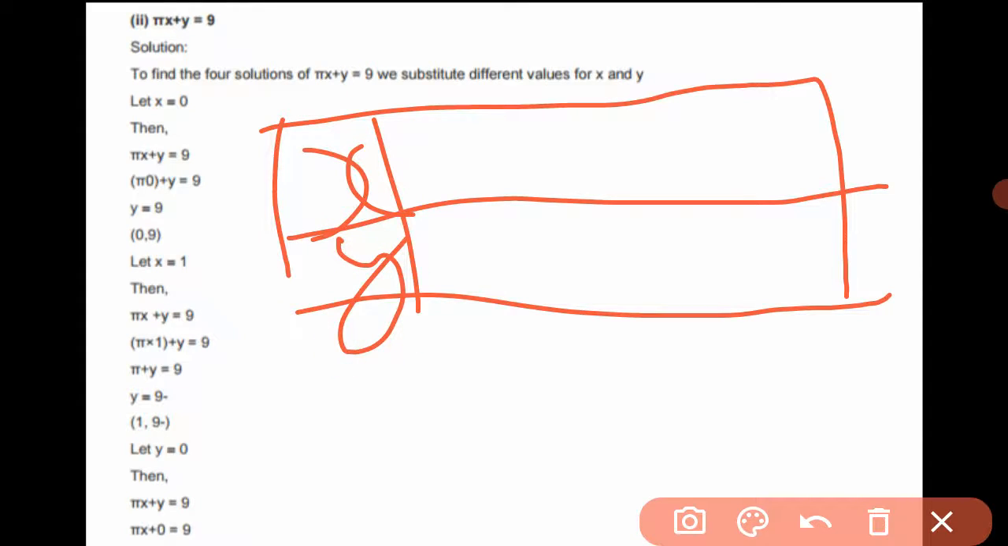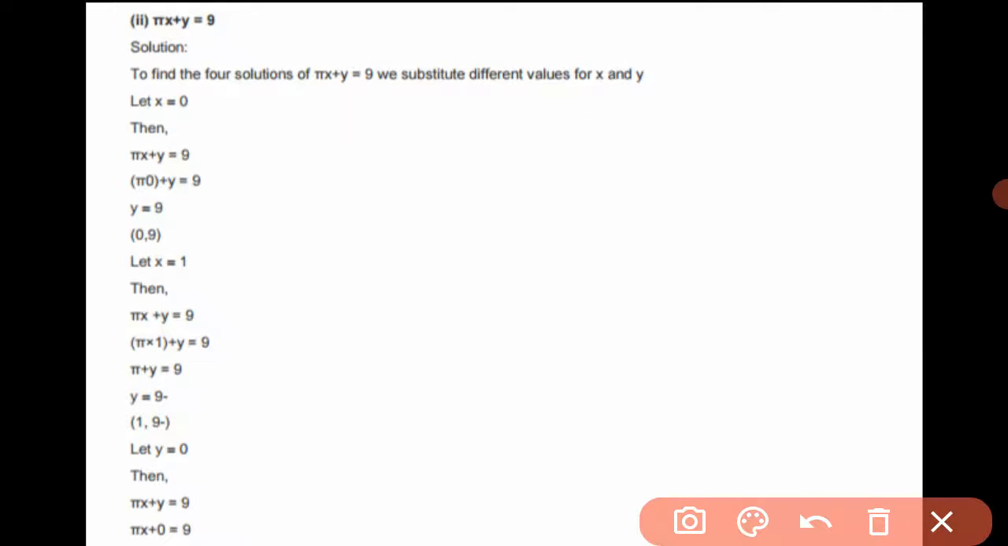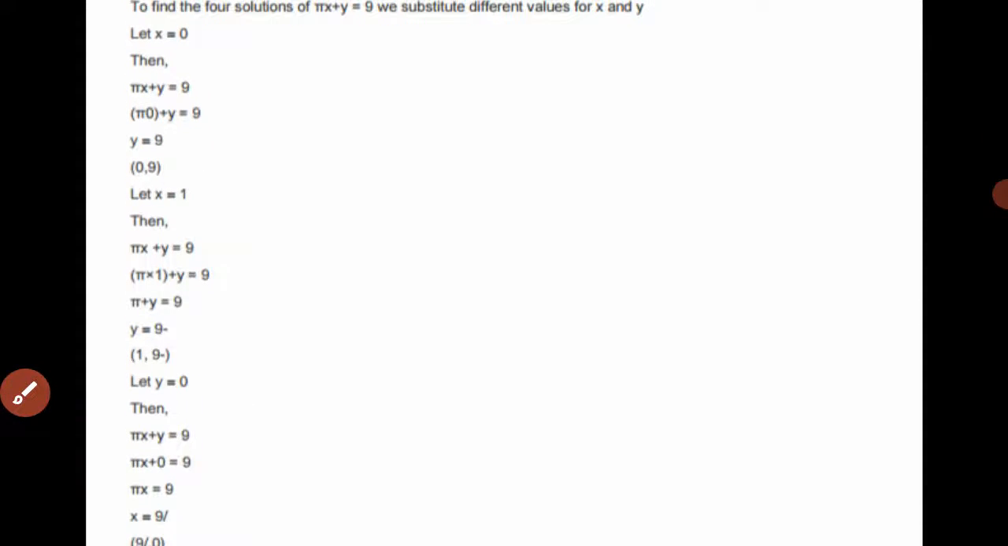When we put the value of x equals 0, then the value of y will be 9, and when x equals 1, then y will be 9 minus pi. So in this way we can find 4 solutions, by putting different values of x and finding different values of y.